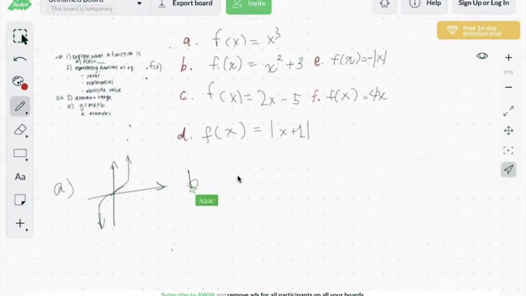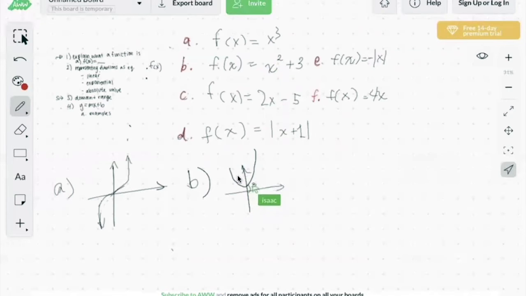B, x squared plus 3. I believe this would be looking like, and feel free to correct me, I think this would just be a normal quadratic function. That's also a name for a function with a power of 2, and it's going to be up by 3.